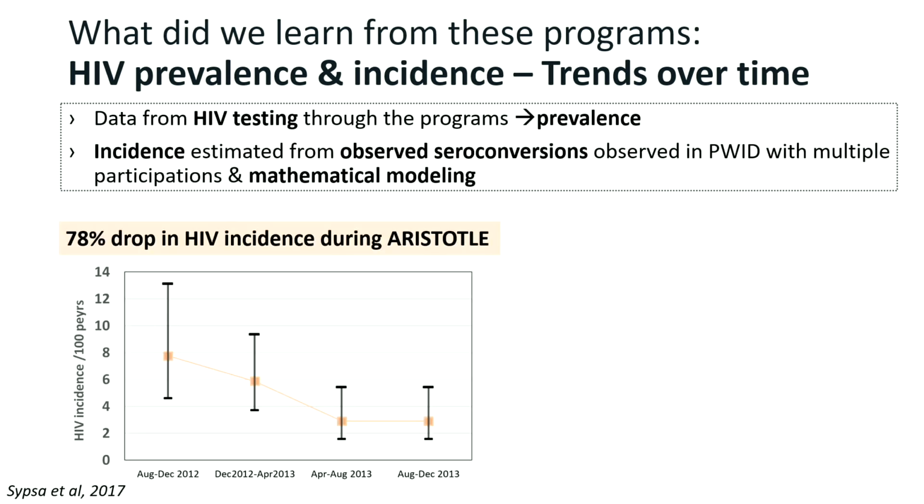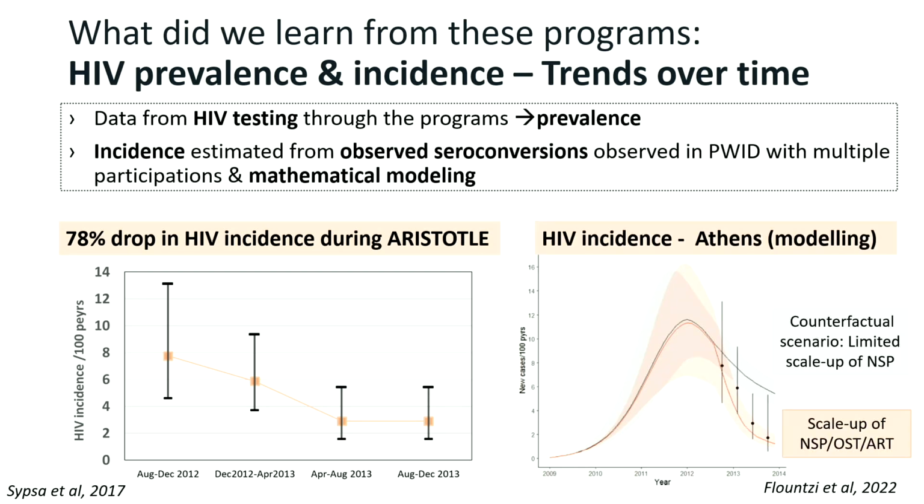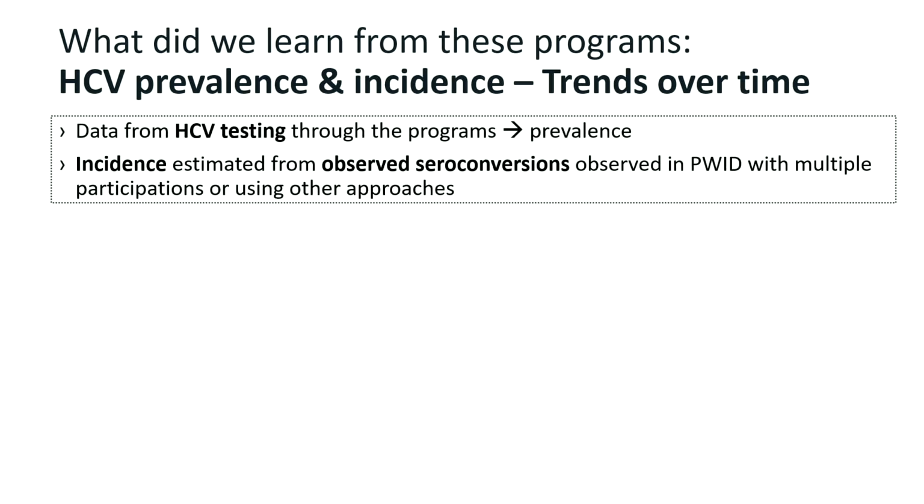So in 2012, when we realized that there was an outbreak of HIV infection in Athens, thanks to Aristotle, we were able to see how HIV incidence evolved over time, where we have seen that after all these interventions were implemented, including Aristotle, HIV incidence dropped quite rapidly. And this was used later on to reconstruct the whole epidemic and the incidence during this epidemic using mathematical modeling. In the same way, we try to assess the prevalence of hepatitis C infection and incidence over time.